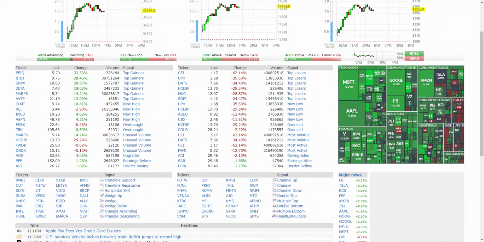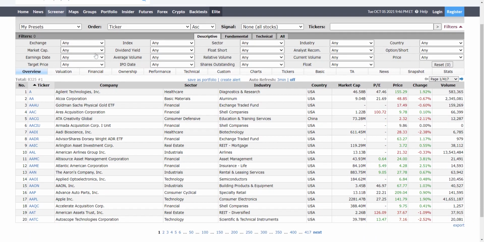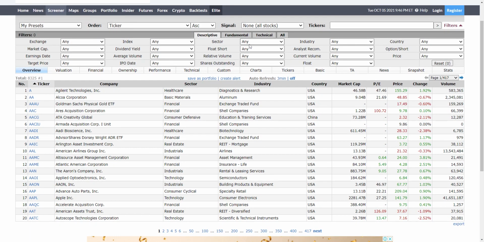What you want to do is just go ahead and type in Finviz.com, and you're going to get on this window right here, something like that. Then, of course, just go ahead and click on Screener, and you're going to be sent to this page.